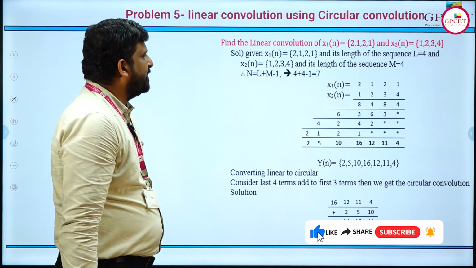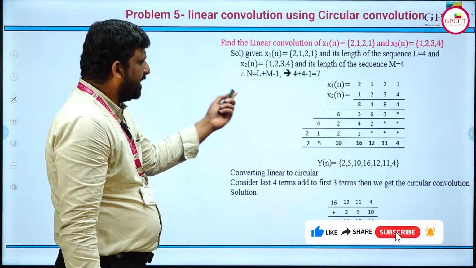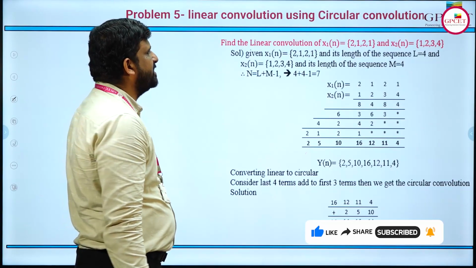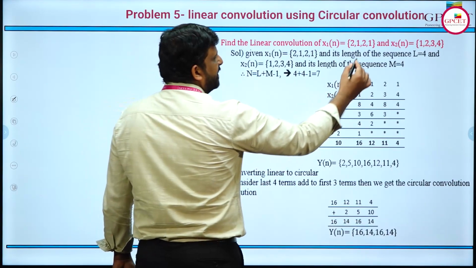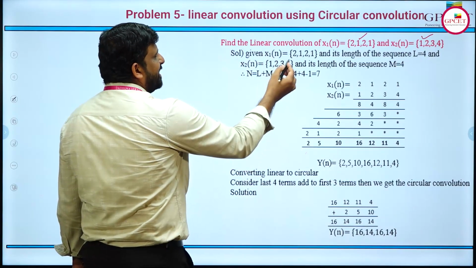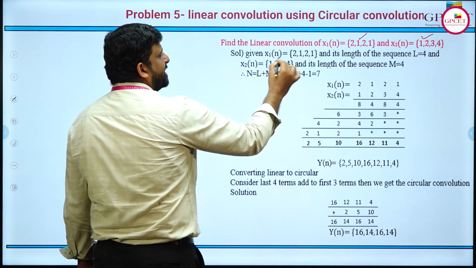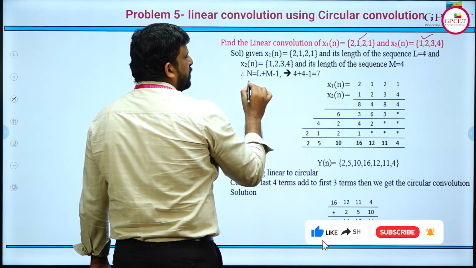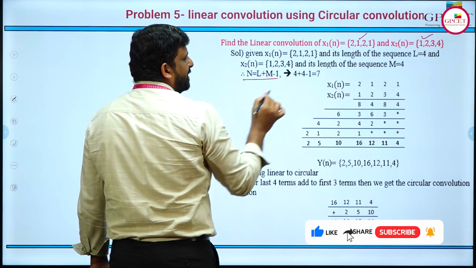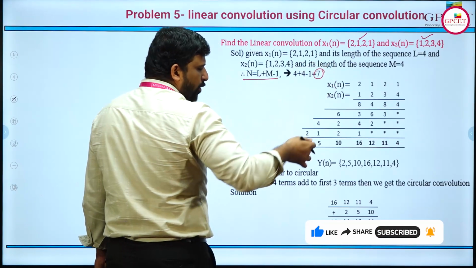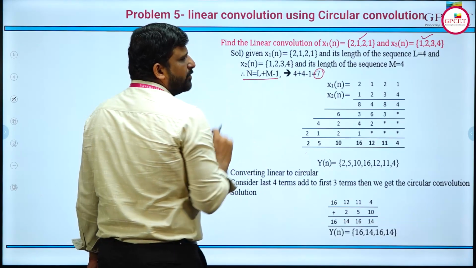This is another method of how we can get the linear convolution with the sequences. See, I had given the two sequences x1 of n and x2 of n, and you can see both the lengths are equal. x1 of n length is 4 and x2 of n length is 4. So finally we need to find the value of capital N, that is 4 plus 4 minus 1 is equal to 7. The answer we are going to get should have length equal to 7.